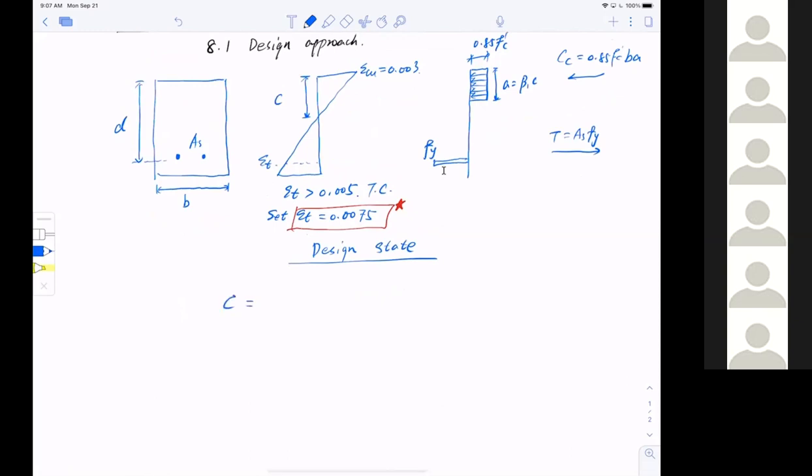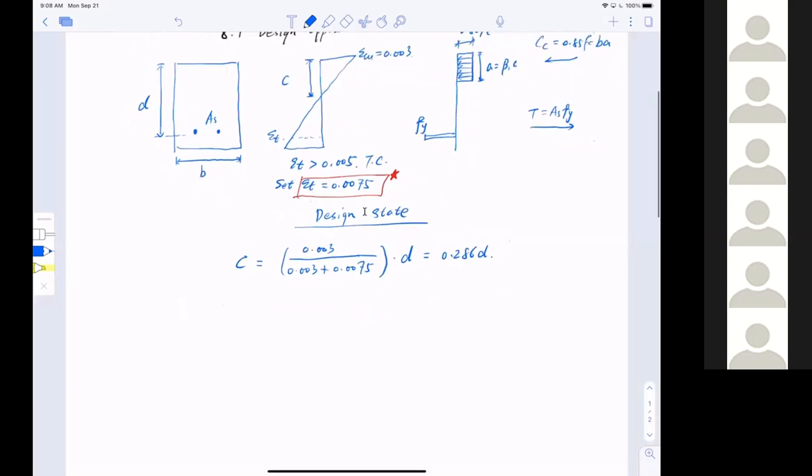So c is now equal to epsilon cu, that's 0.003, divided by 0.003 plus 0.0075, and multiply by the depth d. You do a little bit of calculation, you realize that this is equal to 0.286 depth d. So that is the actual compressive zone size.